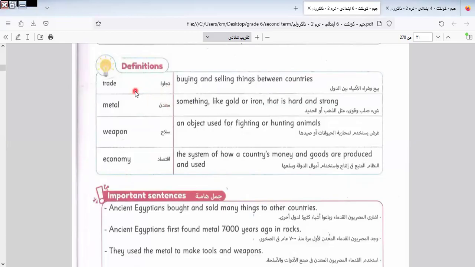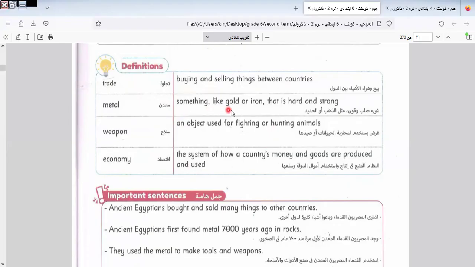What is the meaning of trade? When you say trade, I talk about what? Buying and selling. When I give you trade, you can say buying and selling. There is a difference between trade and economy. Economy is the system of goods, but trade is buying and selling. Trade: buying and selling things between countries.